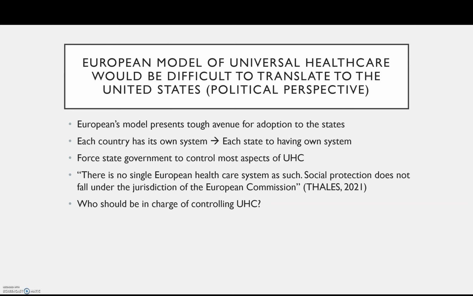as well as it forces states to control most aspects of universal healthcare, which can put a strain on the states. Instead of allowing the federal government to have a big say in it, you focus on the states. And I understand that depending on your views on government, some people do like the states having more control than the federal government. Thales in 2020 stated that there's no single European healthcare system as such. Social protection does not fall under the jurisdiction of the EU. So if that was translated to the US, there'd be no social protection by the federal government. So it'd all be controlled by the states, which would be tough.